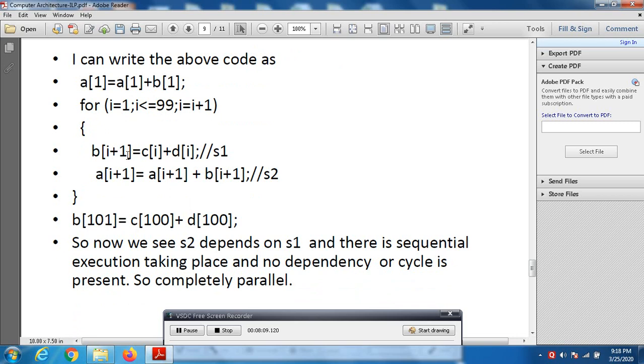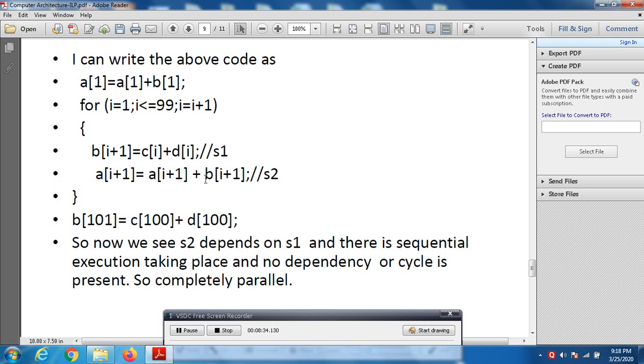Why have we done that? Because i is equal to 99, this b100 is coming on, and b100 has come, so a100 has come, that is a100 equals a100 plus b100, and then once again this loop will continue with b100 plus 1. So b101 I need to reassign as c100 plus d100.